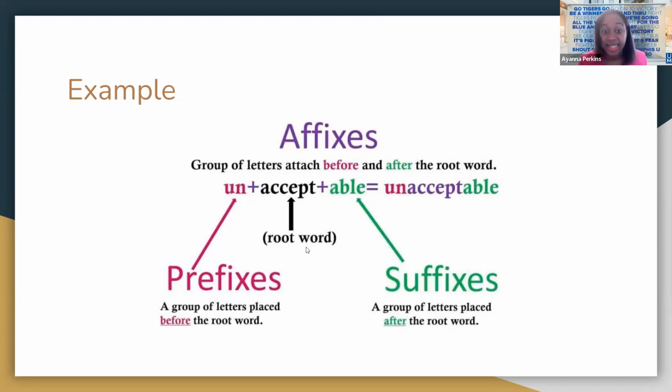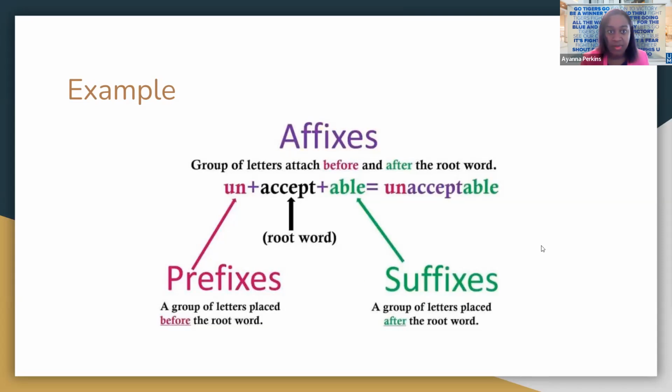So if I say that something is acceptable, and able is actually a suffix, so that's at the end of a root word, it's able to be accepted. If I put un in front of it, it changes the whole meaning. It means that it is not able to be accepted. So just with the prefixes and suffixes, now we're able to understand this word and what it means a little bit more.